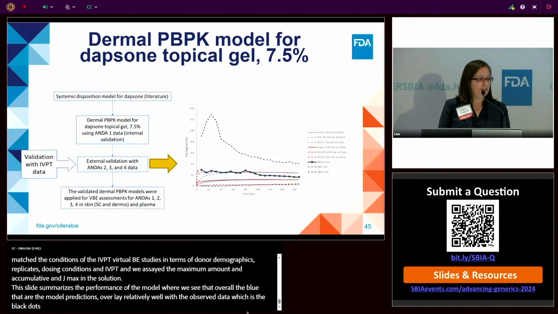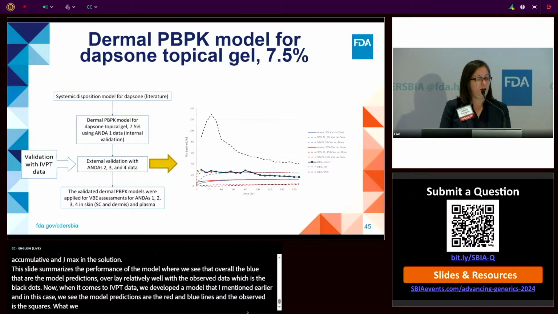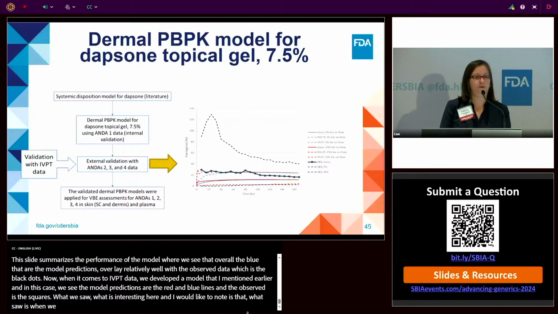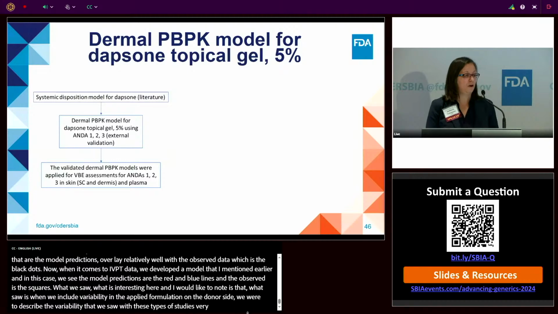Now, when it comes to IVPT data, we developed an IVPT model, as I mentioned earlier, and in this case, what we see, the model predictions are the red and blue lines, and the observed data are the squares. What was interesting here, and I would like to note, is that when we include variability in the applied formulation on the donor side, we were able to describe the variability that we see in these type of studies very well. So that's an interesting point to consider in the future.